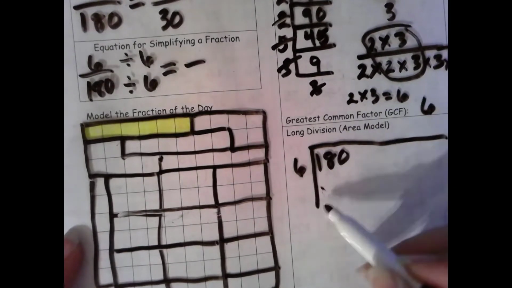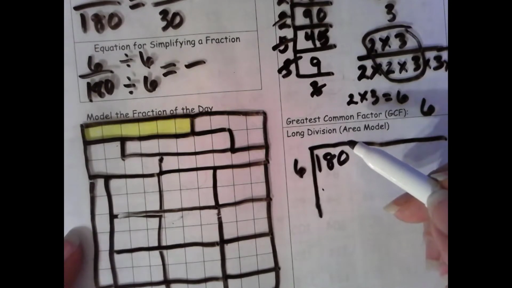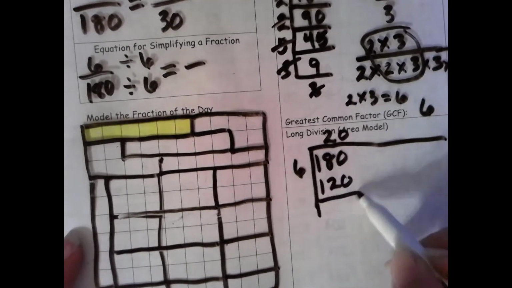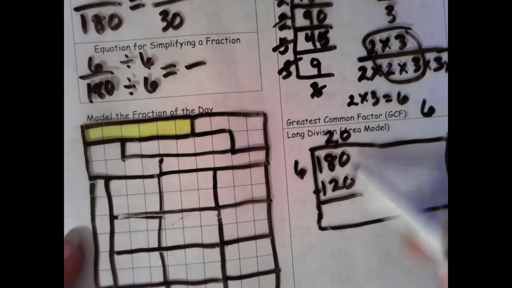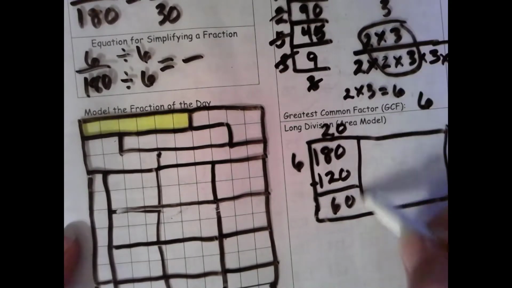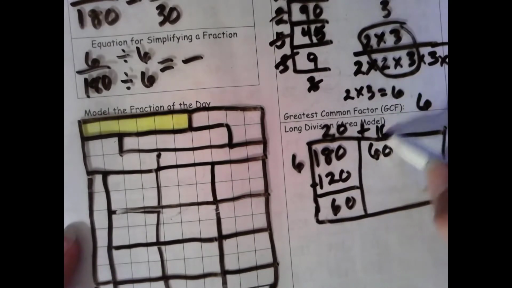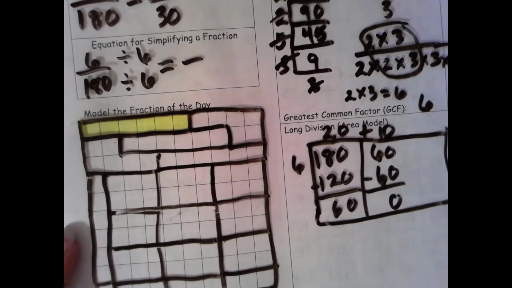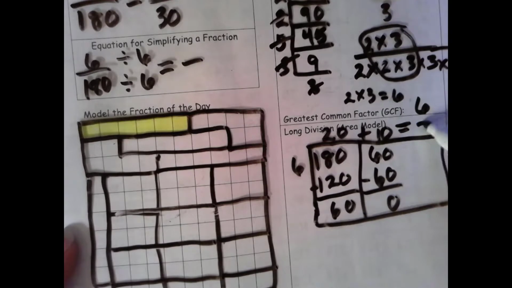Let's see, let's try 6 times 20 gives me 120. Subtract. Numbers the same, zeros a game, more on top, no need to stop. Numbers the same, zeros a game. Put the 60 up here. That's 10 times 6 gives us 60. Numbers the same, zeros a game. So now we add up these partial quotients. 10 plus 20 plus 10 is 30.